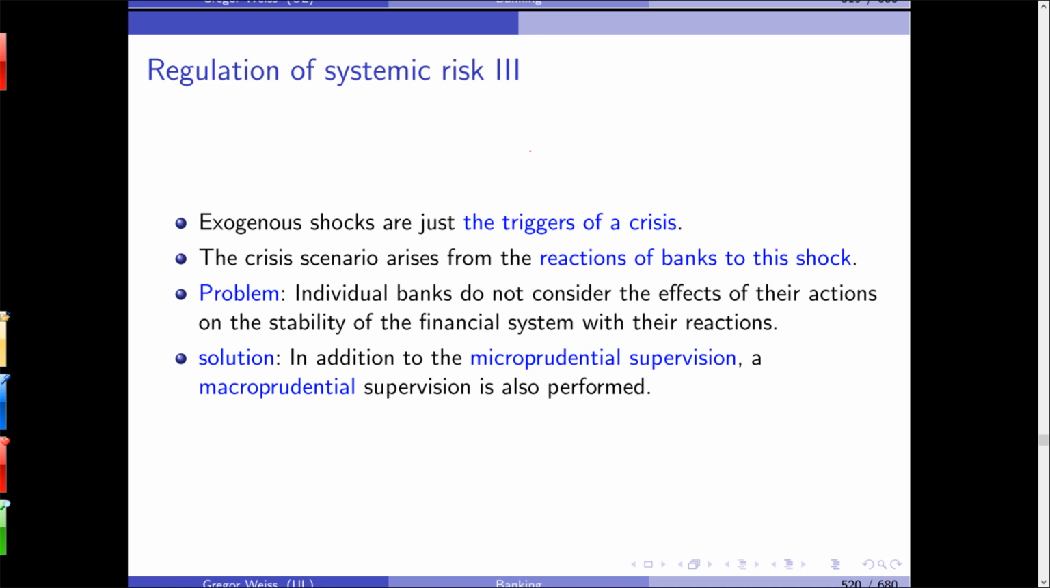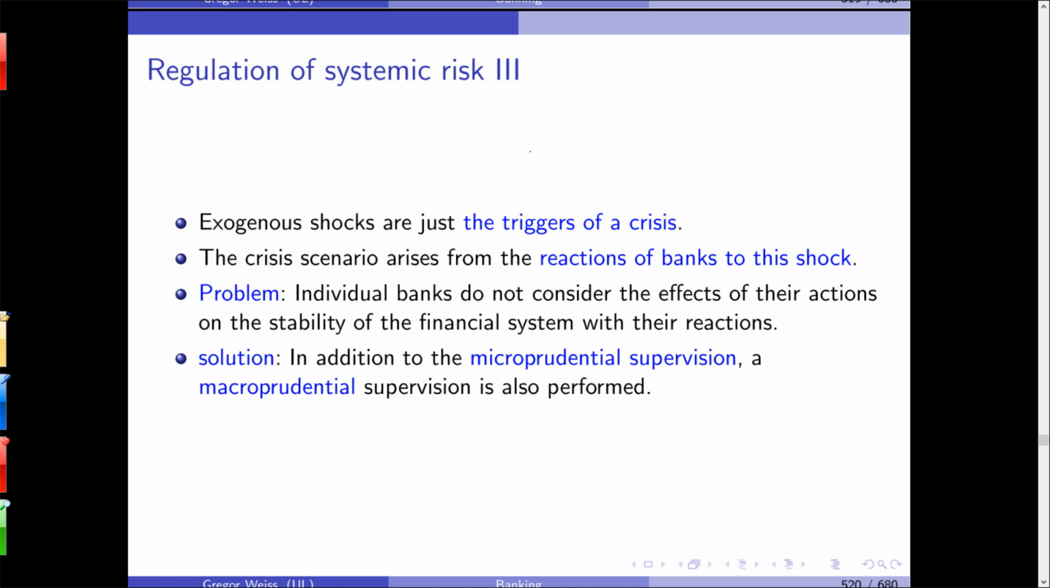Now, exogenous shocks are usually just the triggers of a crisis. The crisis scenario itself arises from the banks' reaction to this shock. And it is very interesting and also frustrating to see that almost all banking crises and financial crises follow a certain pattern. You will have one initial shock, and you will never be able to prevent this. There will always be surprises to investors in capital markets, be it Lehman Brothers, be it some type of bubble in the market for tulips in the Netherlands in the 17th or 16th century. Tulips, Lehman Brothers, housing market, war with Iran, last week's news, could be anything.